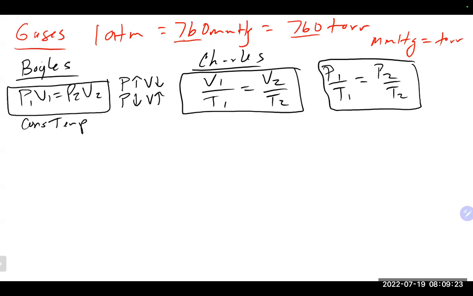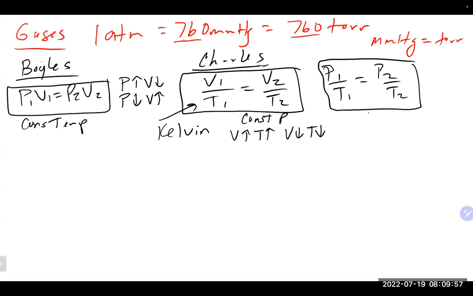In this case, and pretty much all cases, the temperature does need to be in Kelvin when we use pretty much any gas law. Even if they give it to you in Celsius and want the answer in Celsius, you still need to go Kelvin into the gas law. Charles' law is at constant pressure. As the volume goes up, the temperature goes up, and as the volume goes down, temperature goes down as well.